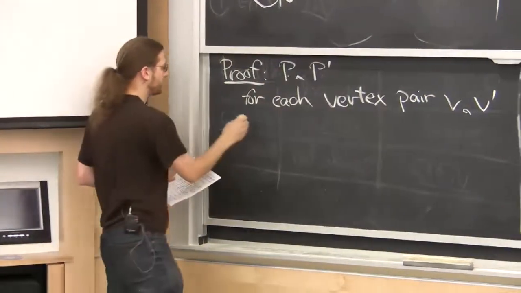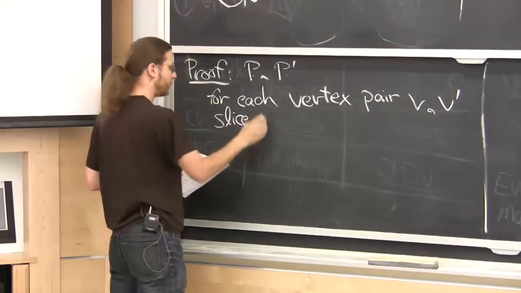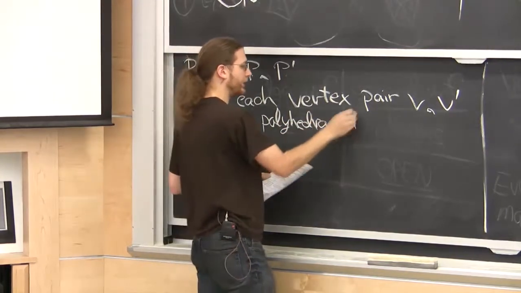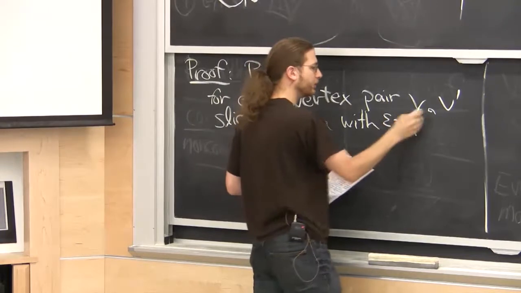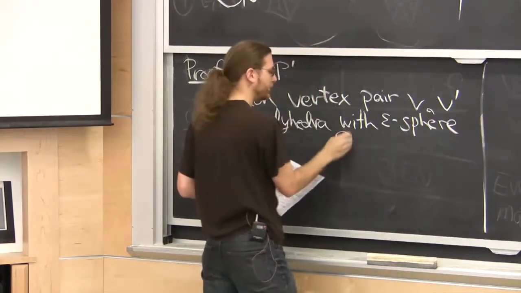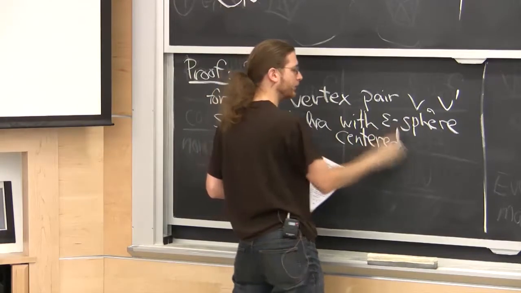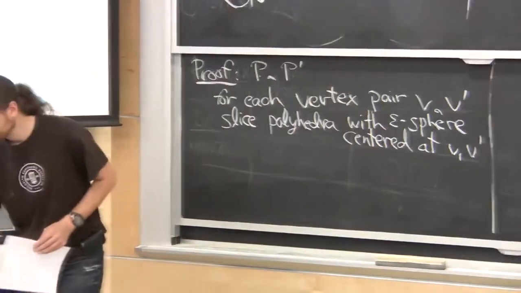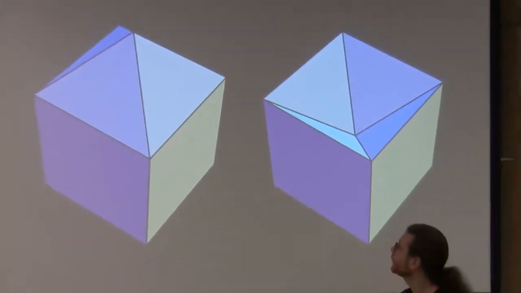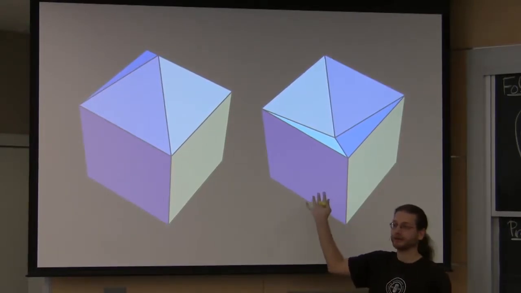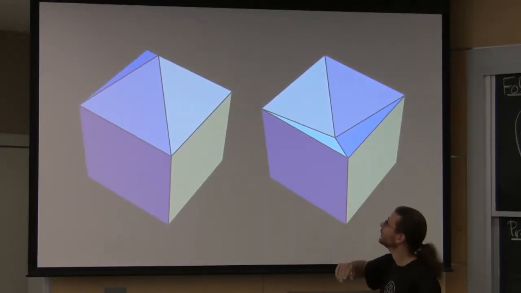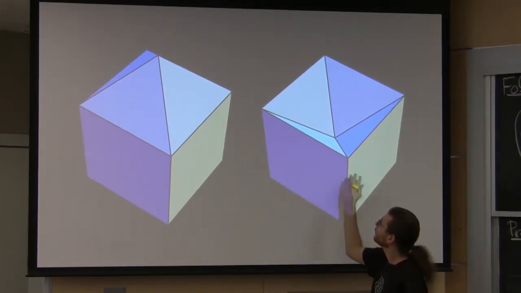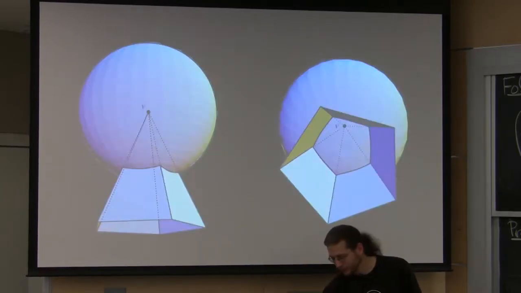And then I want to slice the polyhedra, P and P prime, with an epsilon radius sphere, centered at V and V prime. Quick mention: this is not true if you allow non-convex realizations. You may have seen that example before. These have exactly the same combinatorial structure, same geometry on each face, but one's non-convex and they're different. As long as they're convex, they're going to be the same.